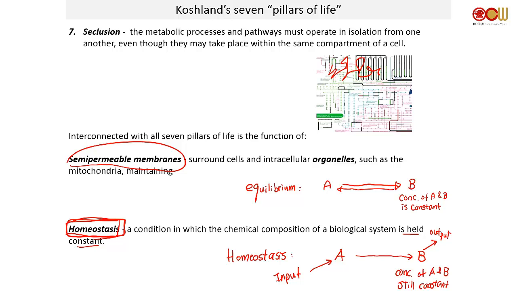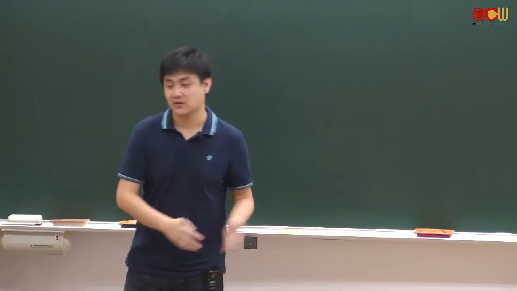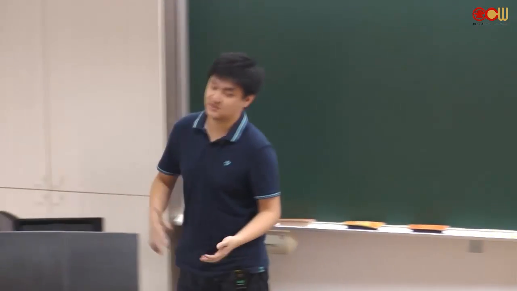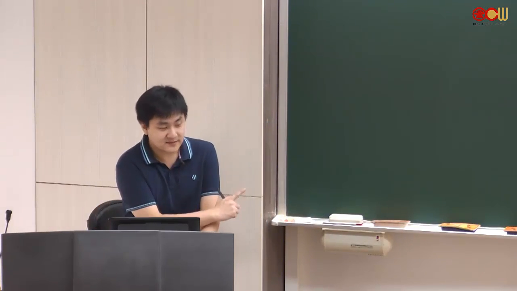Life cannot be at equilibrium, because if life is at equilibrium, you don't net generate anything. You don't generate any net energy. If you don't have net energy, then guess what? You're not alive. So that's important. Equilibrium versus homeostasis.